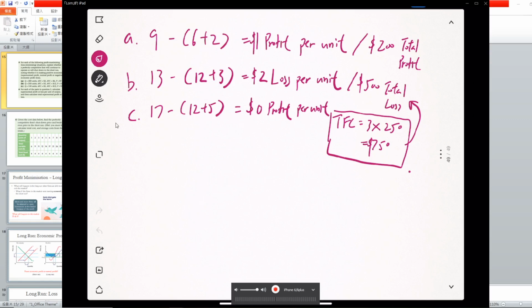So none of them should shut down the company, okay? Because this one, A, is earning a profit, and for B, well, it is having a loss, but is able to cover all variable costs. So that is fine to keep producing. And for C, normal profit. What more do you expect? Normal profit is also good. Okay, so that's it. Any questions?